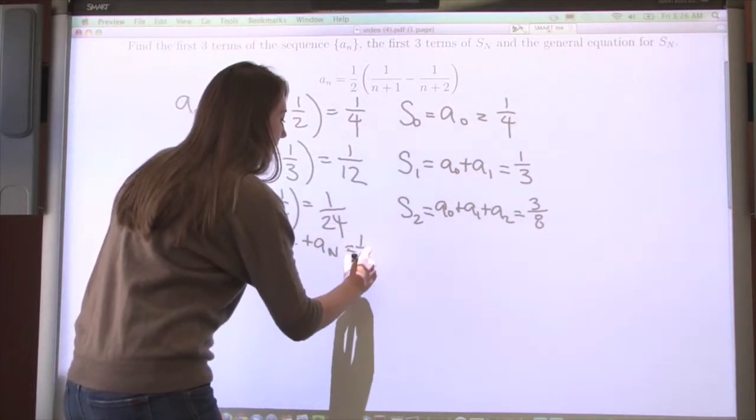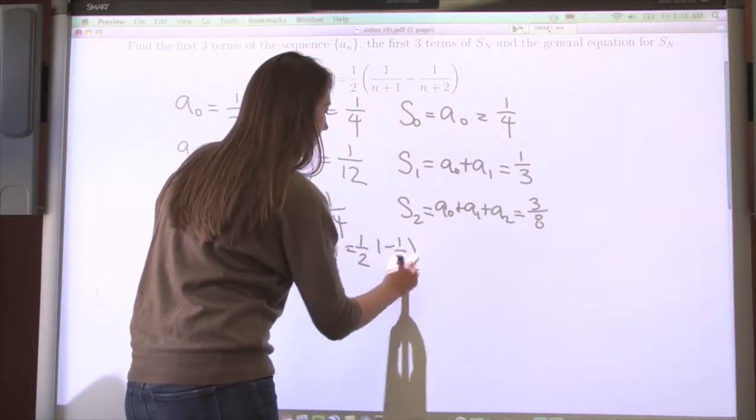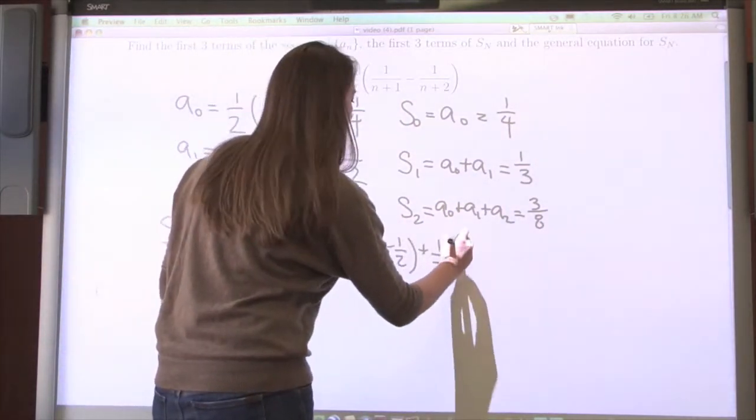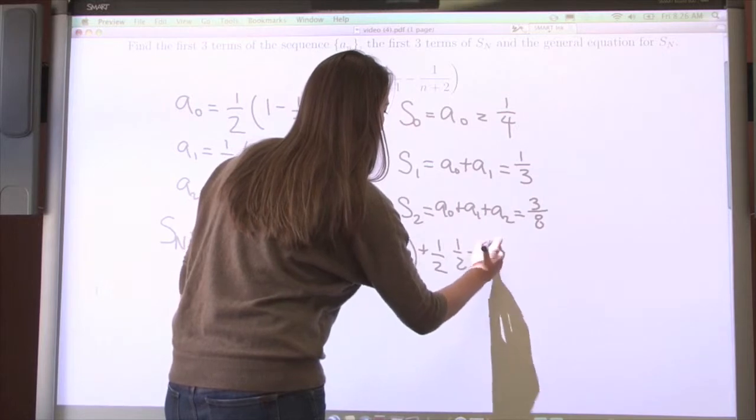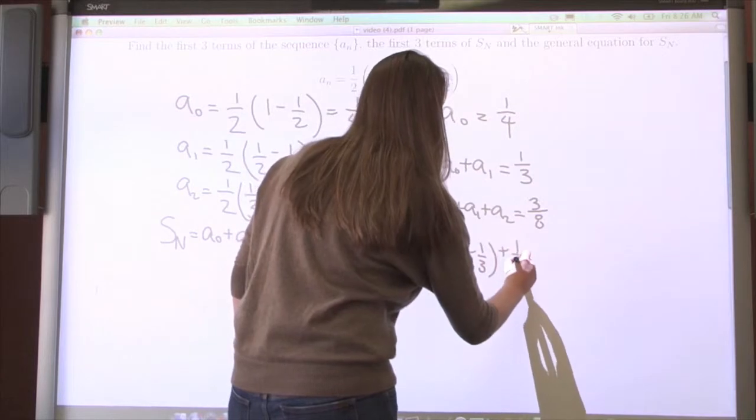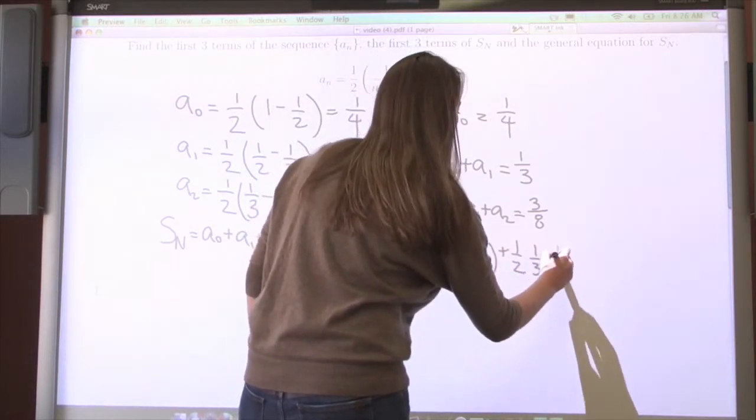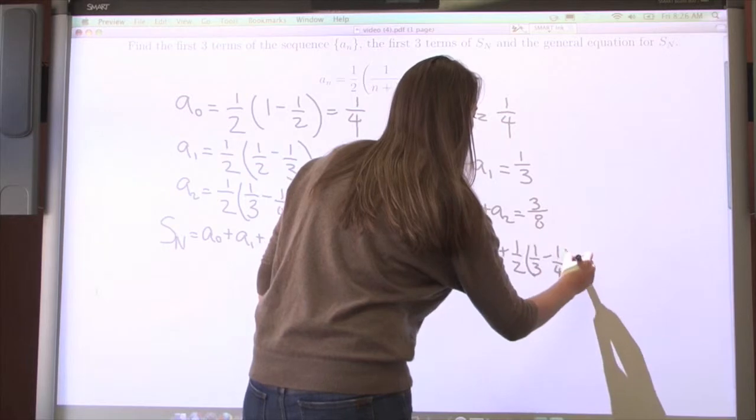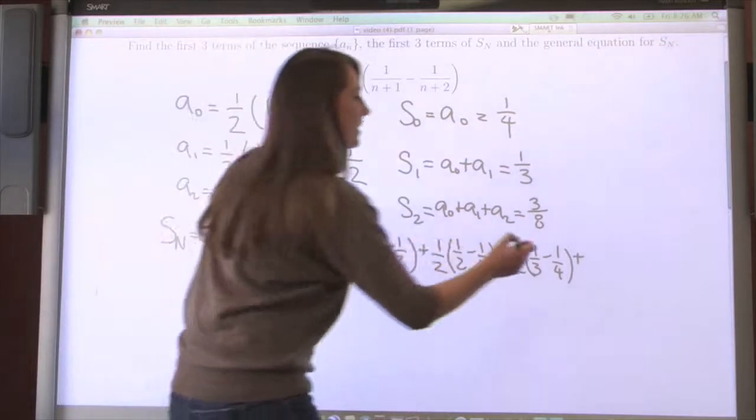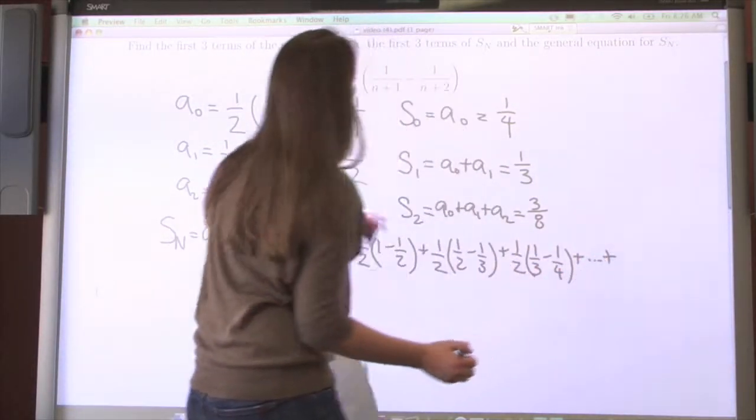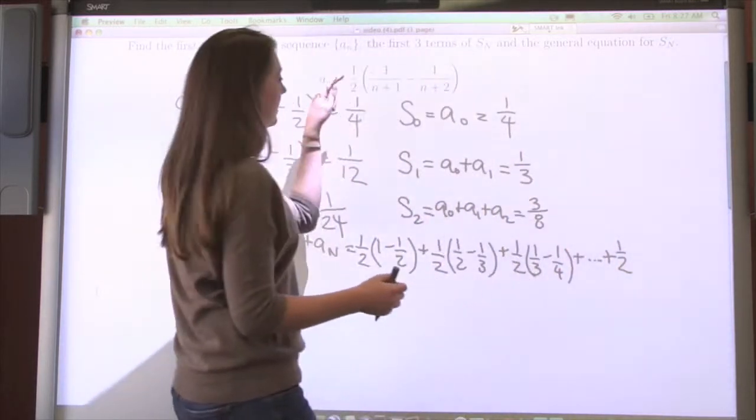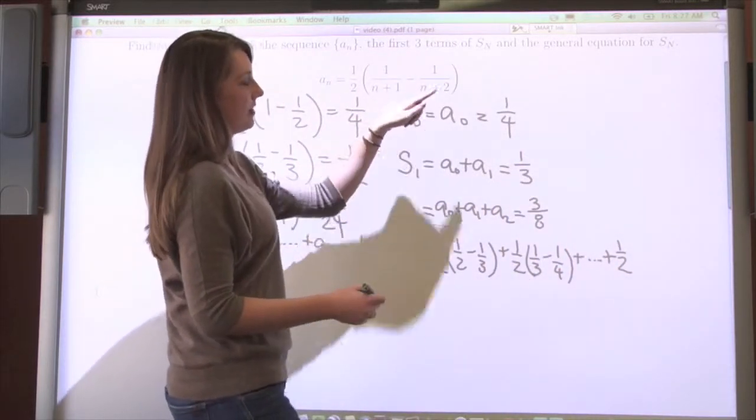So we're going to get 1/2, 1 minus 1/2 for a sub 0, then plus a sub 1. And so now I'm going to write a sub 2. And so now for the last bit, I'm going to just write what S sub n would be. And we can see by the pattern, what is given is going to be 1/2, and then capital N plus 1 on the bottom, and then capital N plus 2 on the bottom.